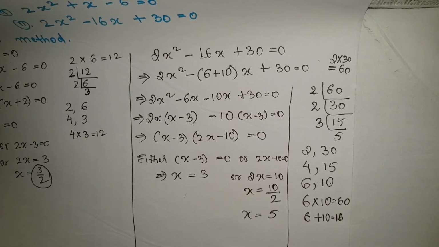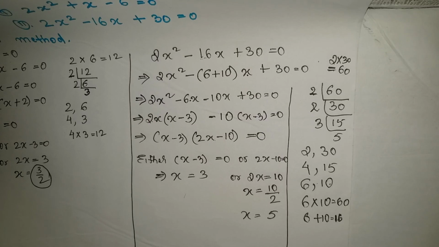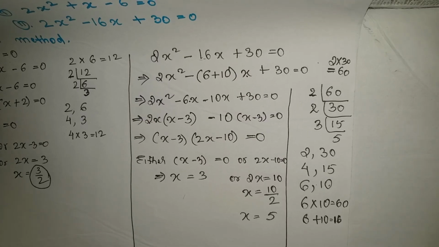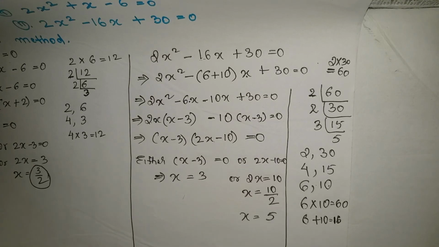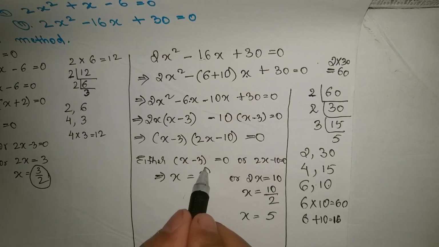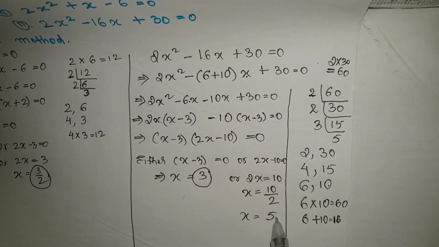So what are the two roots of this quadratic equation? The two roots of this quadratic equation are 3 and 5.